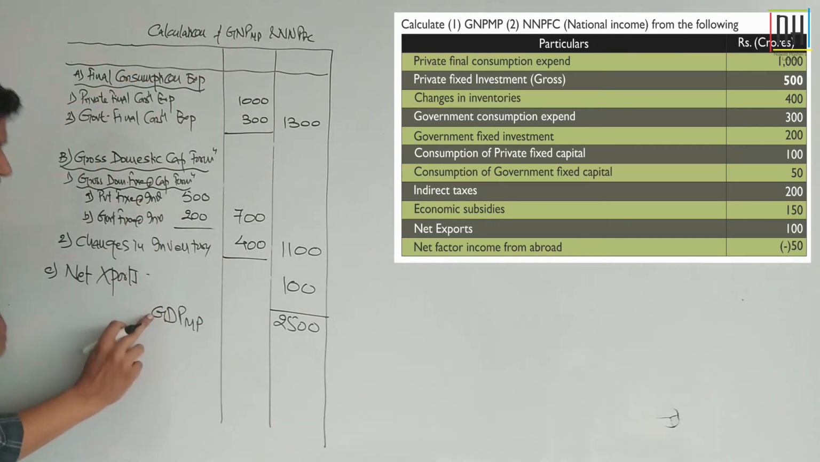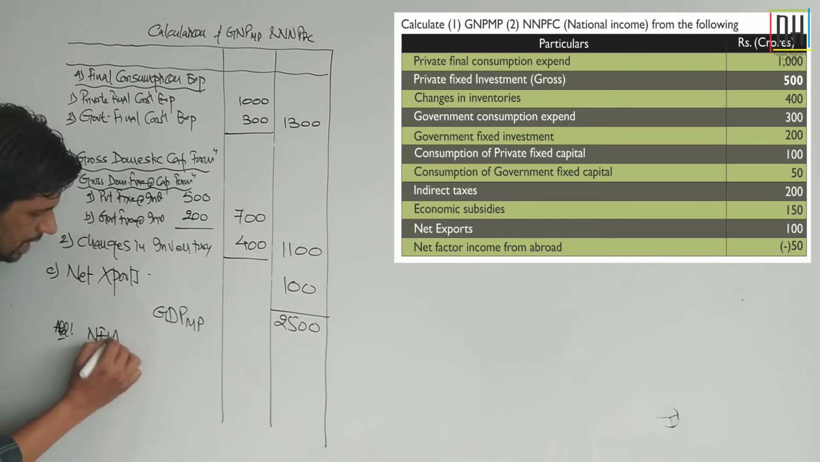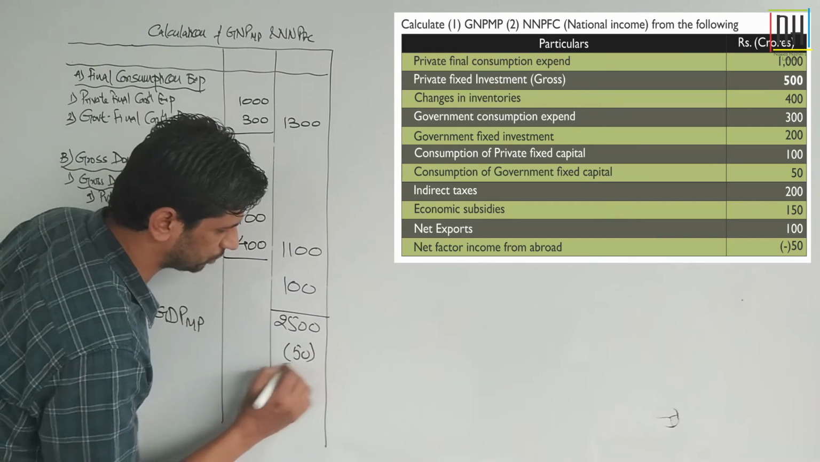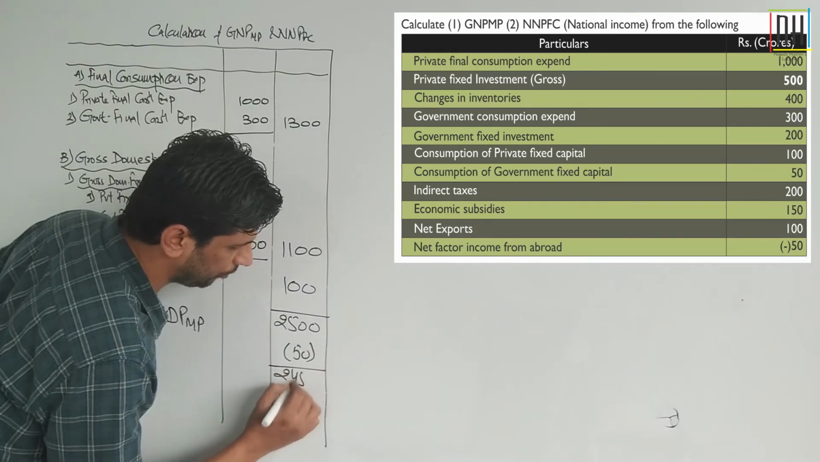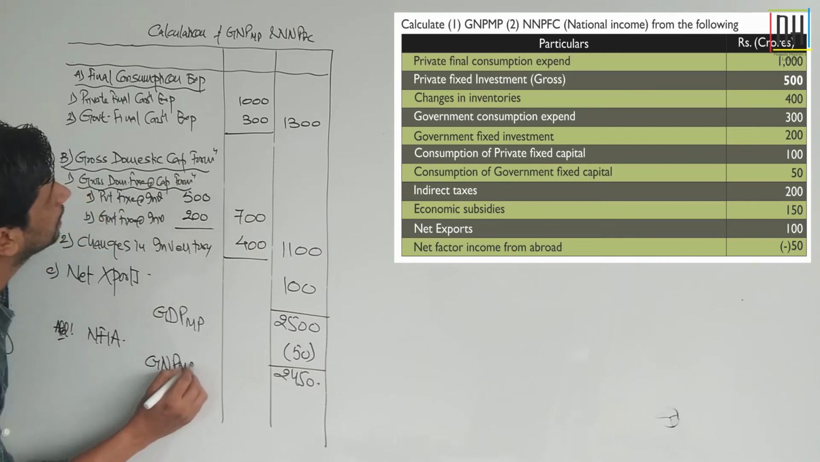GNP at MP. From G to G, no change. From DP to NP, we have to add what? NFIA. And NFIA is given as negative 50 rupees, so we will deduct. So 2450 is the amount of GNP at MP.